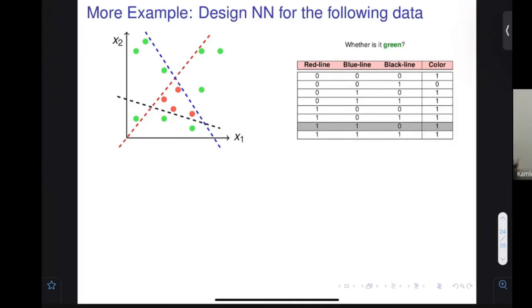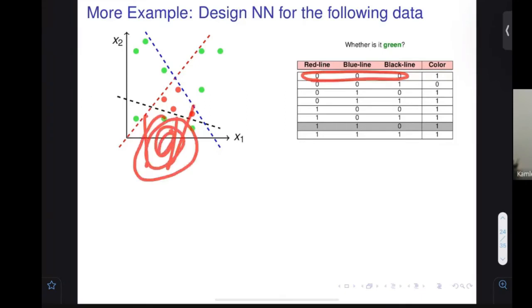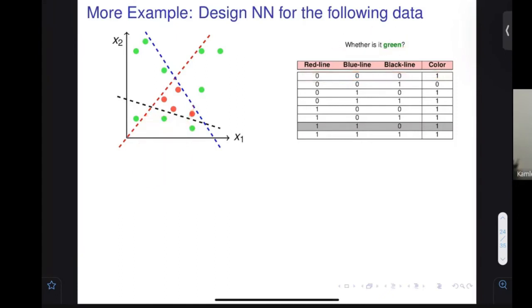So maybe this table would be very easy to understand. 0, 0, 0 means below all the lines: below here, below here, below here. So this is the area, and here what is the color? One. Color is one, it is green. Yes.